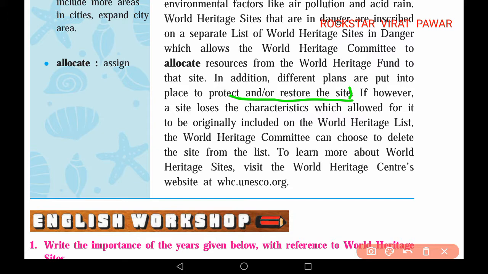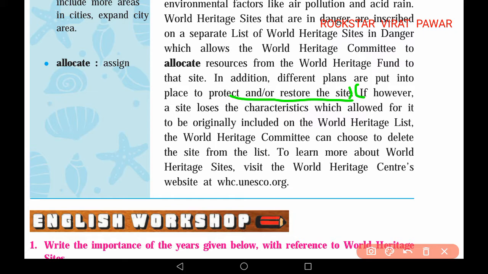When you give the same type of exam next time, you will always be one point ahead of the previous one. So it is important to know about whatever facts happened in history. We should not repeat the same mistakes that happened in history. That's why we learn history. However, if a site loses the characteristics which allowed it to be originally included in the World Heritage List, the World Heritage Committee can choose to delete the site from the list.